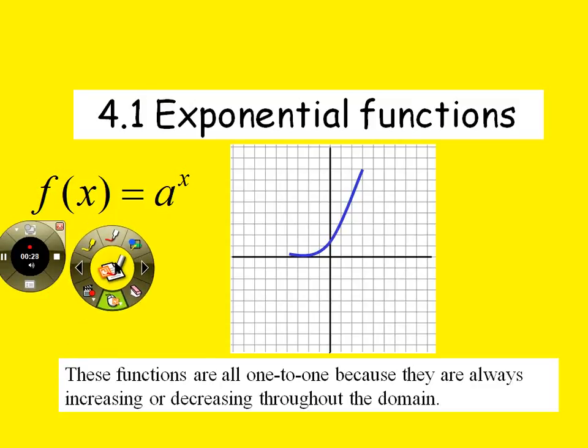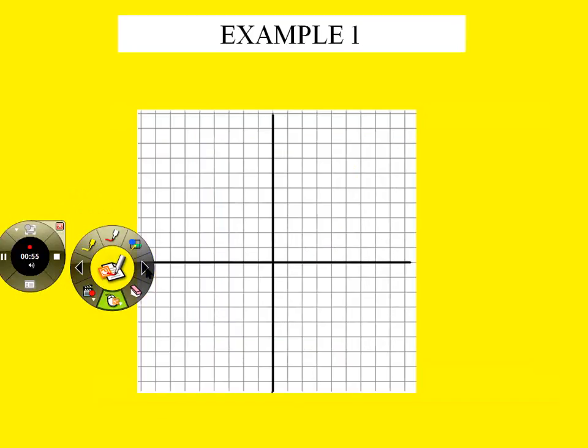They're called exponential functions because the variable itself is the exponent. All of these functions are one-to-one because they never share the x and the y, and they happen to always be increasing or decreasing throughout the domain. So they never repeat. You never have that same y value again. So they are one-to-one, so they have inverses.